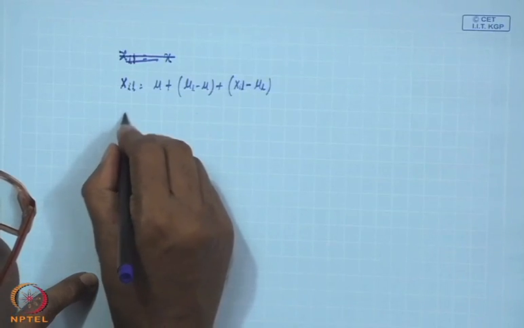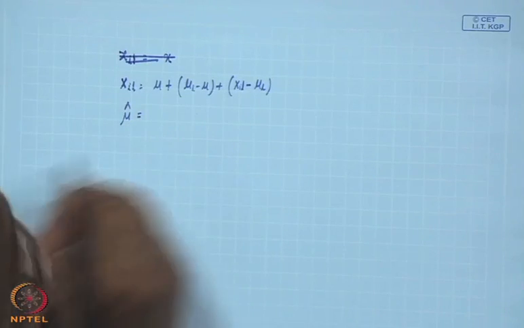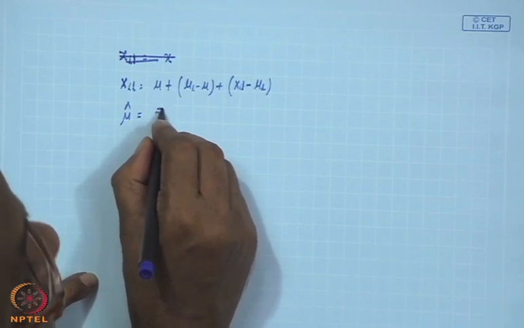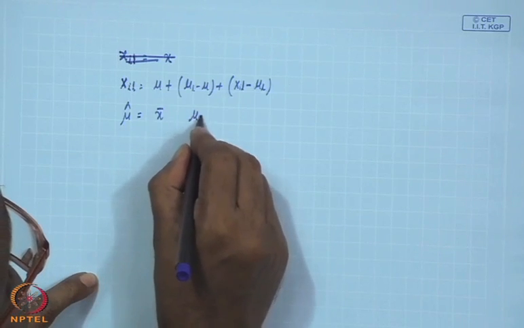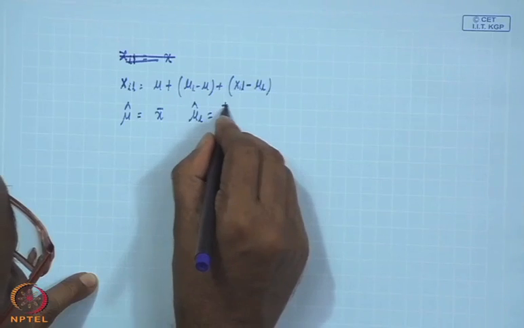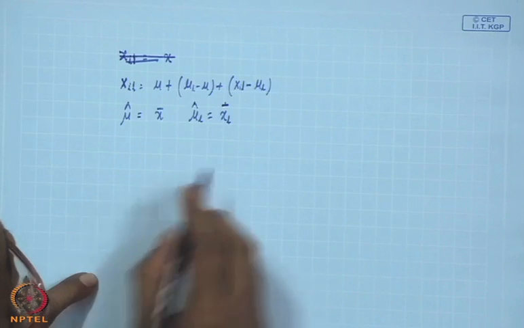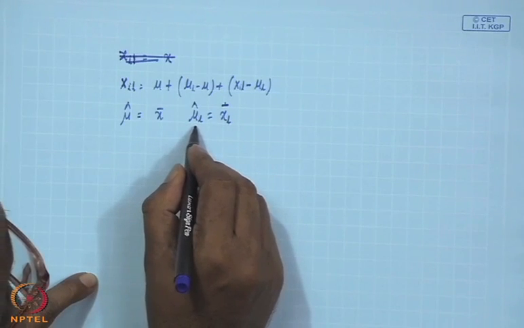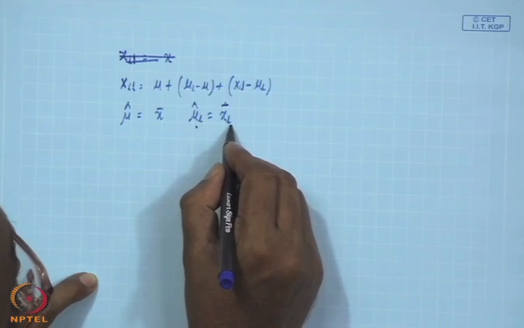Now, what is the estimate of μ? That is X bar. What is the estimate of μ_l? That you have seen in MANOVA, that is X_l bar. μ_l, that is the mean of the l-th population, its estimate is the sample mean.